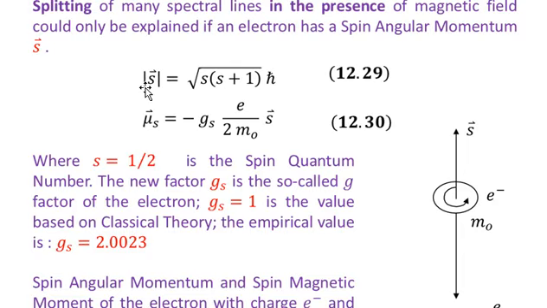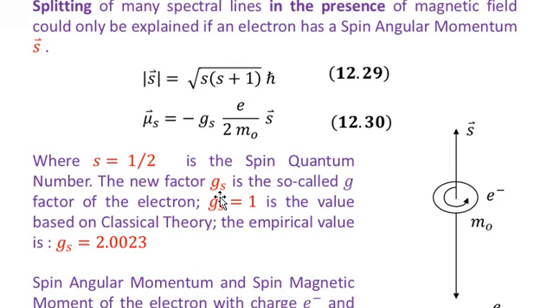So on the left hand side in equation number 29, you have the magnitude of the spin angular momentum, and on the right hand side the quantity s is the spin quantum number. And in equation number 30, on the left hand side you have the spin magnetic moment, and on the right hand side you have this s vector, which is the vectorial form of the spin angular momentum. So equation number 30 is in the vectorial form, where the spin quantum number s defined on the right hand side of equation number 29 has a fixed value, s is equal to half.